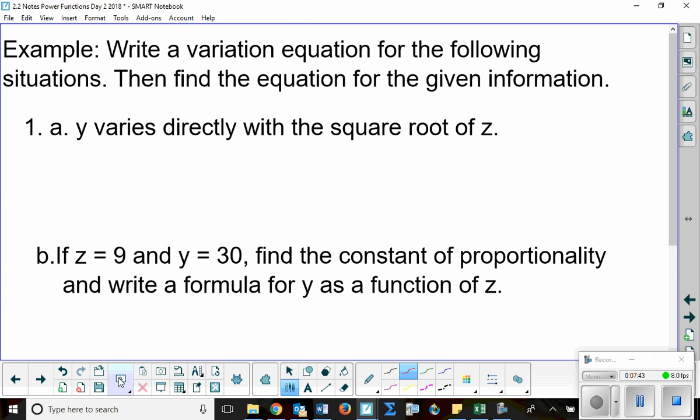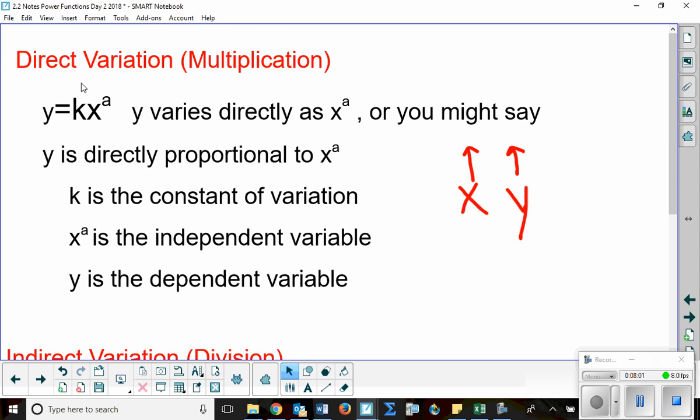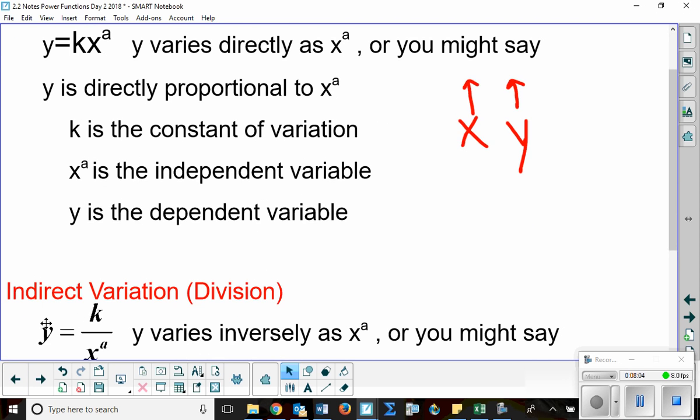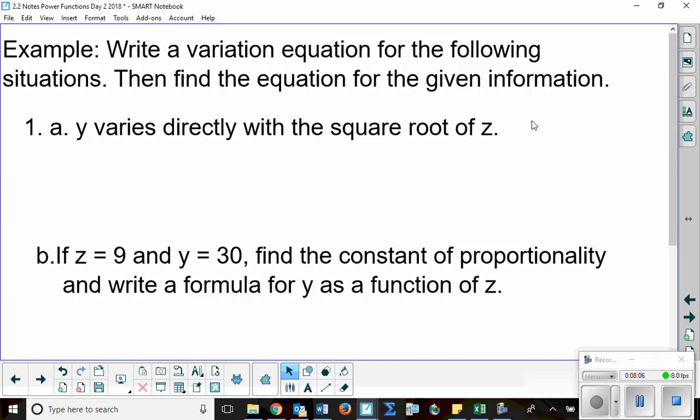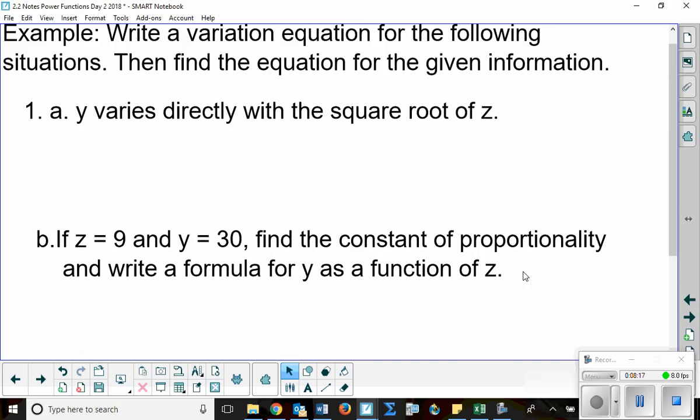Here are some examples. I guess this one is direct variation to start. You can take a look and try to write an equation for this. Remember that you can use the previous slide for how you write a direct variation or an inverse variation equation. So try to write one for direct variation here. You can plug in the values for z and y to find the constant of proportionality and then write a formula. So go ahead and pause the video, see what you can come up with here, and then check your answer.